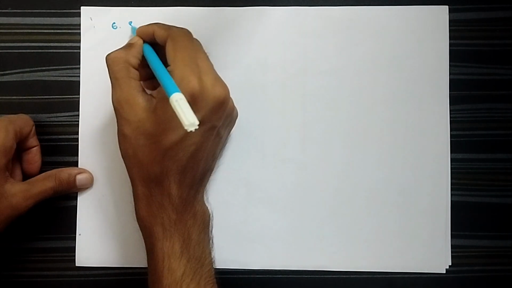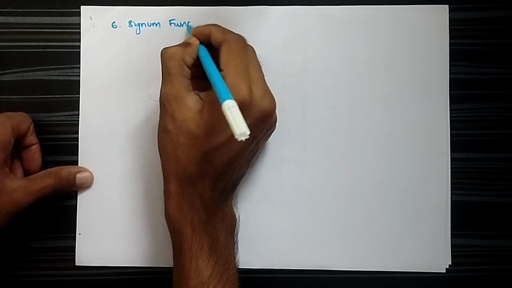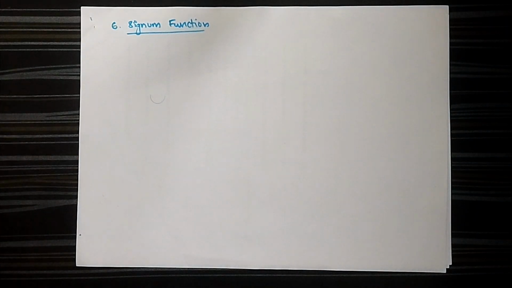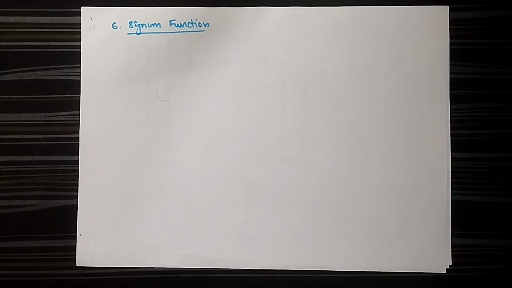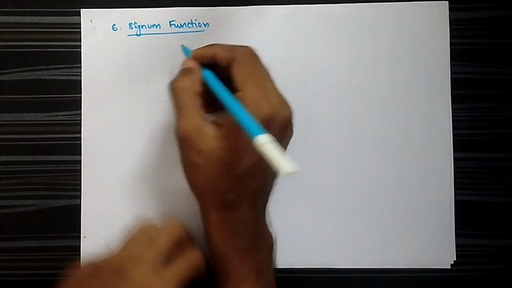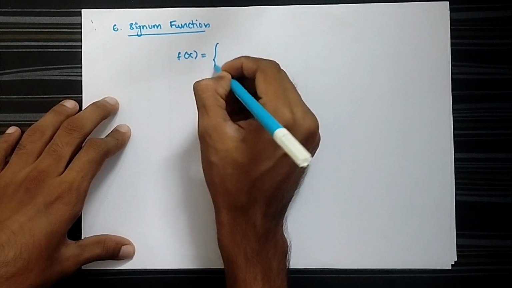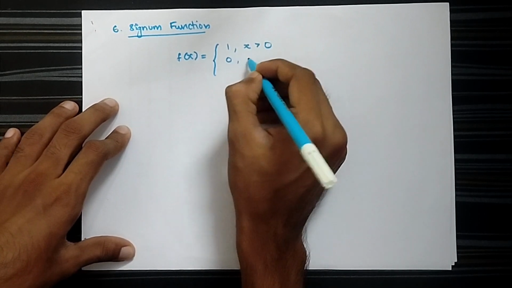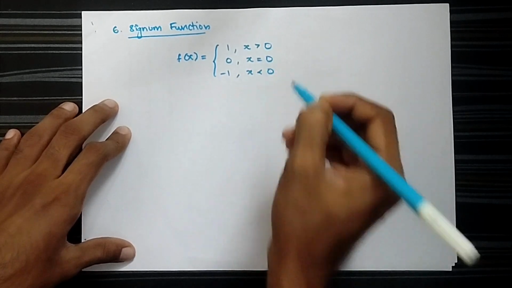Sixth type of function is a Signum function. As the name suggests, it has something to do with the sign of a number. This is the definition of a Signum function. f(x) equals 1 if x is greater than 0, 0 if x is equal to 0, and negative 1 if x is less than 0.